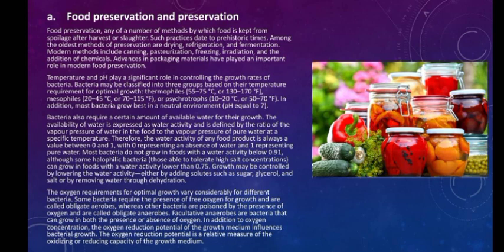Thermophiles, 55 to 75 degrees Celsius or 130 to 170 Fahrenheit. Mesophiles, 20 to 45 Celsius or 70 to 115 Fahrenheit. Or psychrotrophs, 10 to 20 Celsius or 50 to 70 Fahrenheit. In addition, most bacteria grow best in a neutral environment.